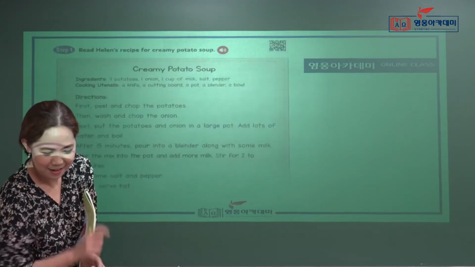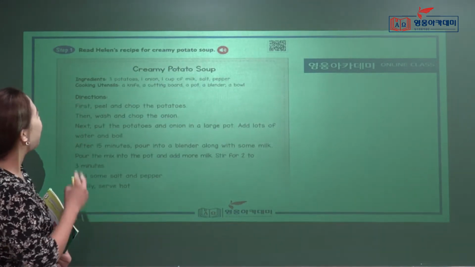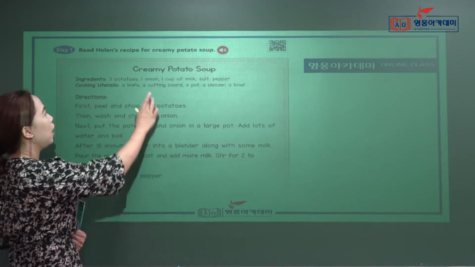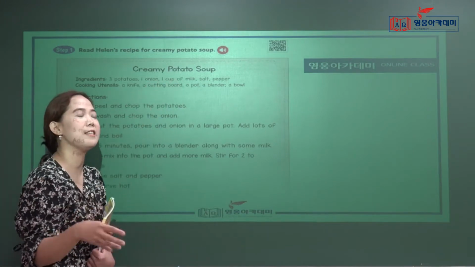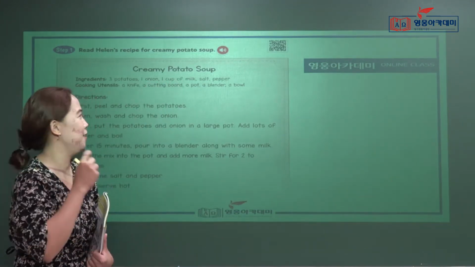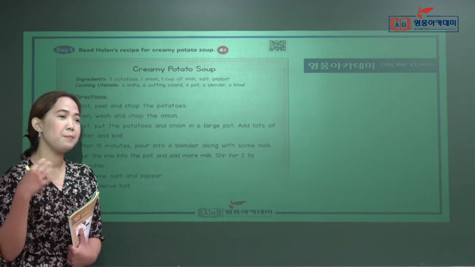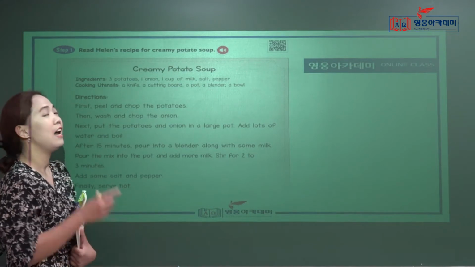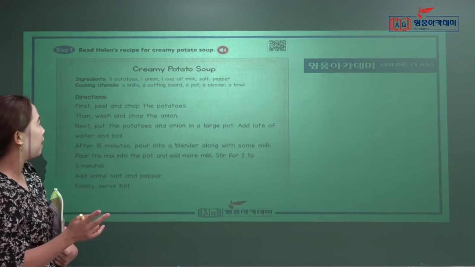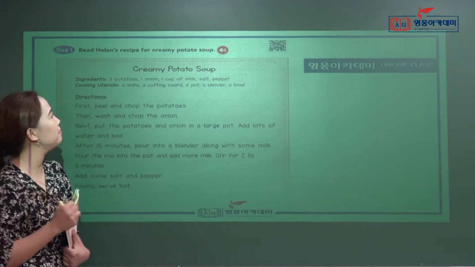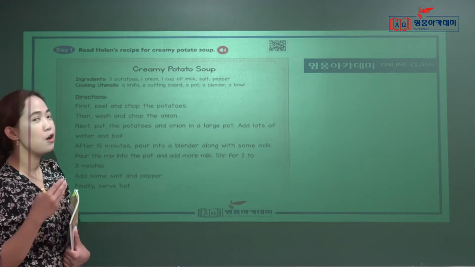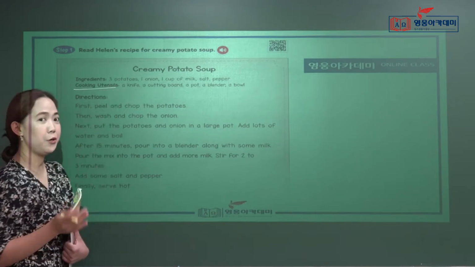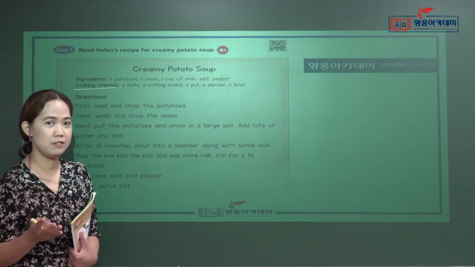All right. Now let's go to Helen's recipe. Okay, and what is she cooking today? Let's read together. Creamy potato soup. One more time, guys. Creamy potato soup. Good. All right, I'm gonna read it slowly. Please, again, repeat after me, okay? What are the ingredients? Okay, let's try. Ingredients. 3 potatoes, 1 onion, 1 cup of milk, salt, pepper, and then cooking utensils. Again, cooking utensils.